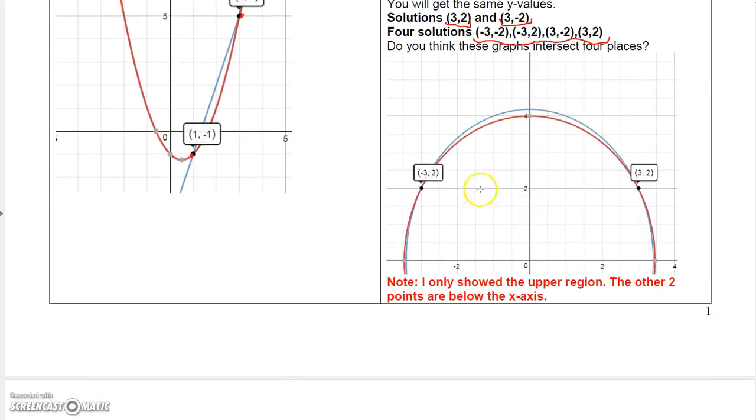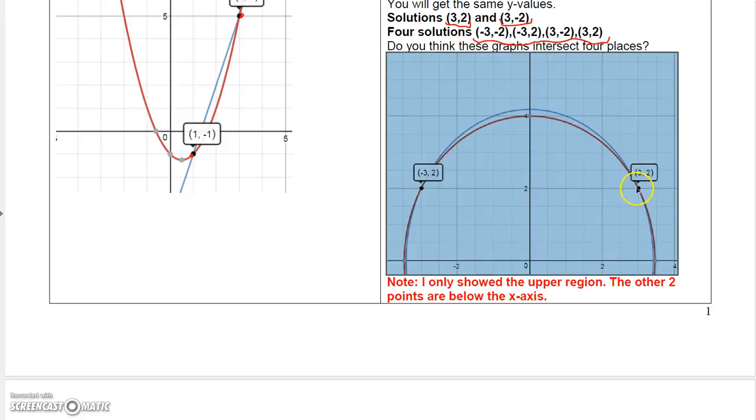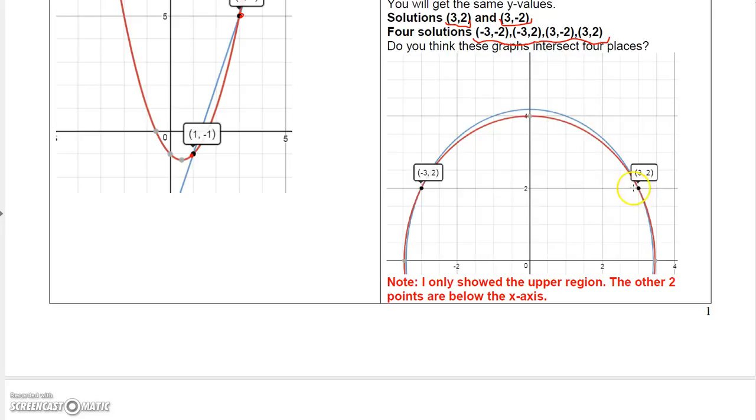Now I'm only going to show you the top half, but here's where they intersect here at negative 3, 2, and they intersect here at positive 3, 2. But also in the lower half down here, they would intersect at negative 3, negative 2, and positive 3, negative 2. So that would be the other two solutions.